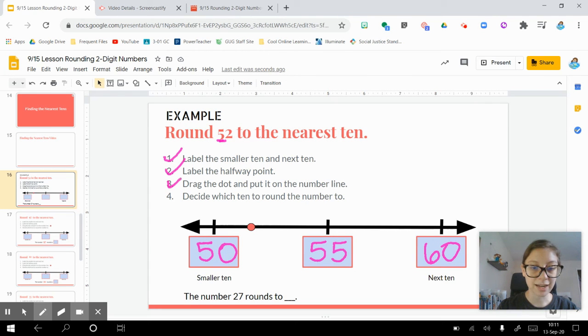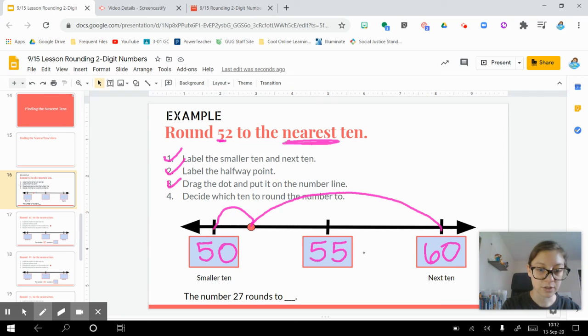Step 4 says decide which 10 to round the number to. Which one is it closer to? Is it closer to 50 or is it closer to 60? Well, I can see that it's much closer to 50 because it's a much smaller jump going from 52 to 50. It's a much bigger jump to go from 52 to 60, so that's too far. I want to round to the nearest 10, remember? The nearest, which means the closest. So here I would round to 50. The number 52 rounds to 50.